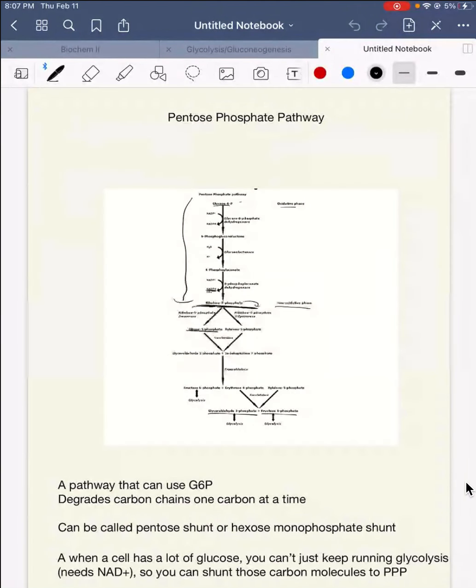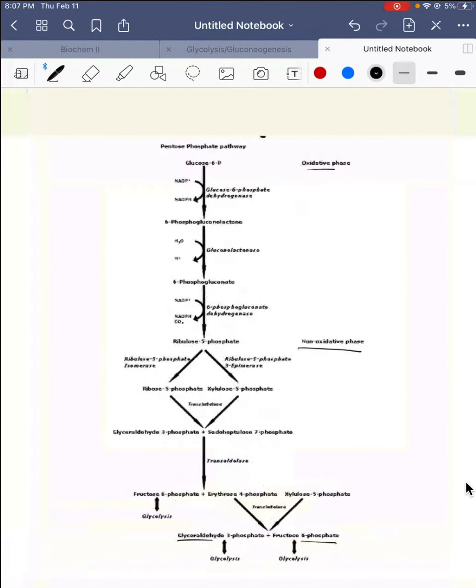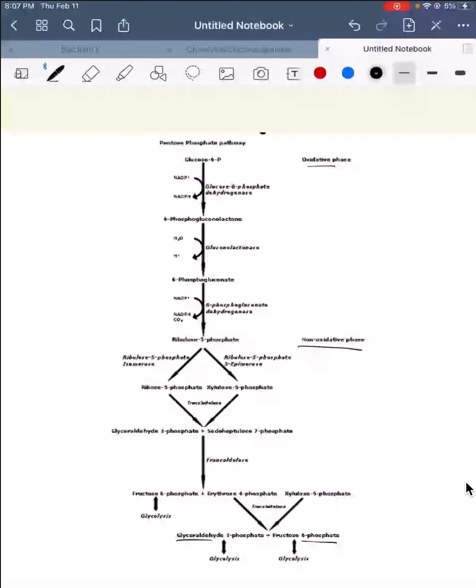Okay, so in this lecture, we'll be going over the pentose phosphate pathway. So let me just erase this real quick. Let me just zoom in on this. So this is just a general overview of all the reactions and substrates used in the pentose phosphate pathway.